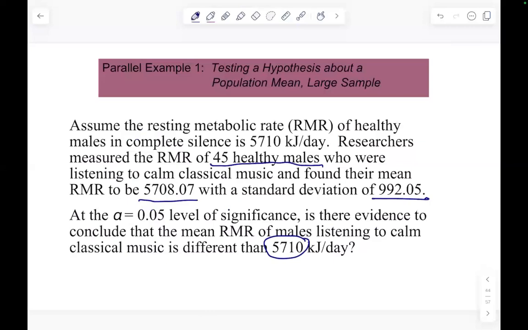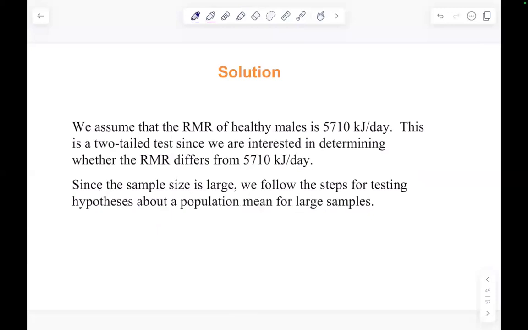Is this a right-tailed, a left-tailed, or a two-tailed test? It says the word different instead of greater than or less than. So this is two-tailed. Therefore, we will cut our alpha in half. So it is a two-tailed test. Our sample size is large enough that we can just follow our normal steps for testing.